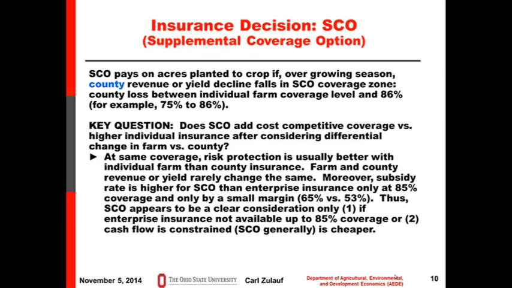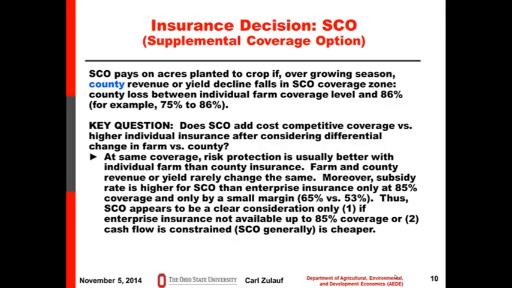Moving on to SCO, the supplemental coverage option. Remember that this is an insurance product. So unlike ARC-CO and PLC, there is no payment limit. In ARC-CO and PLC and ARC-IC, there's a $125,000 payment entity payment limit. In the case of SCO, there is no payment limit. SCO is an insurance product. SCO is a county insurance product. It is not an individual farm insurance product.